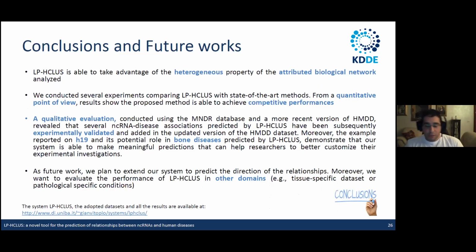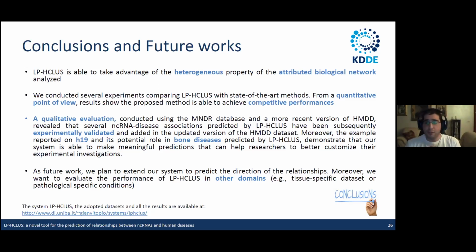So, in conclusion, we propose LP-HCLUS, that is able to work with heterogeneous attributed biological networks. From a quantitative point of view, LP-HCLUS is able to achieve good performance. And from a qualitative point of view, we found that several associations predicted by LP-HCLUS have been subsequently experimentally validated. And the example reported on H19 and its potential role in bone disease demonstrates that LP-HCLUS can be a powerful tool for researchers to better customize their experimental investigations.